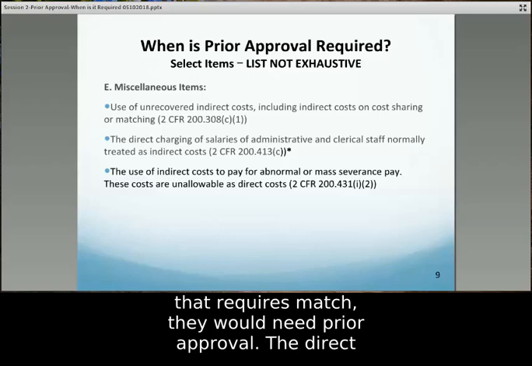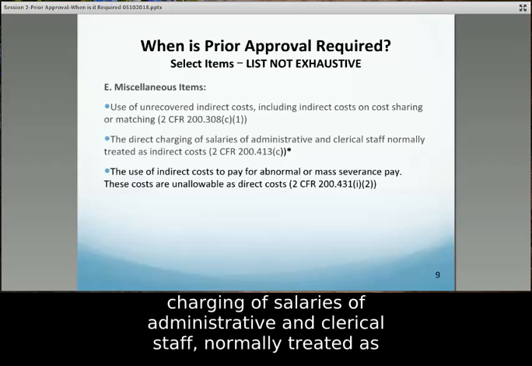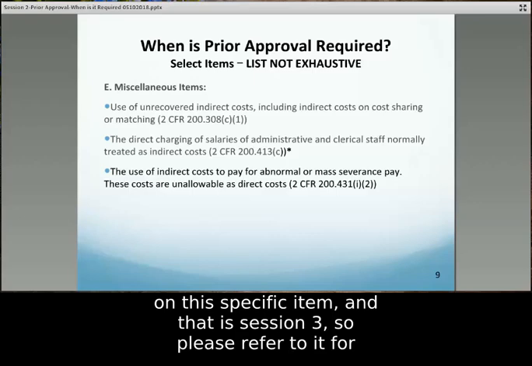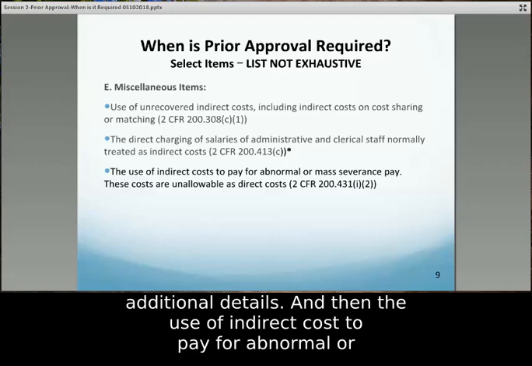The direct charging of salaries of administrative and clerical staff, normally treated as indirect costs. We also have a separate session, prior approval in the series on this specific item, and that's session 3, so please refer to it for additional details.